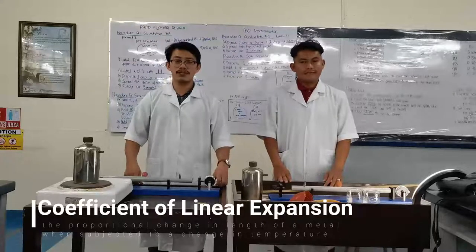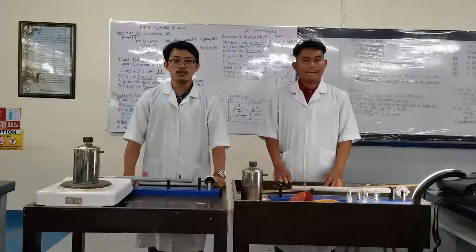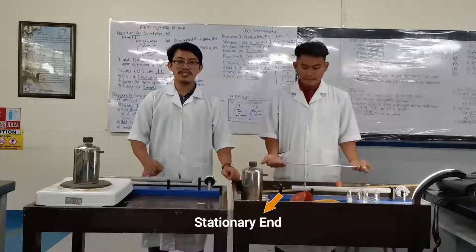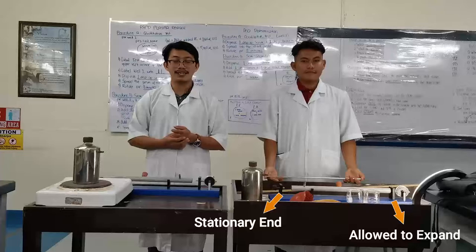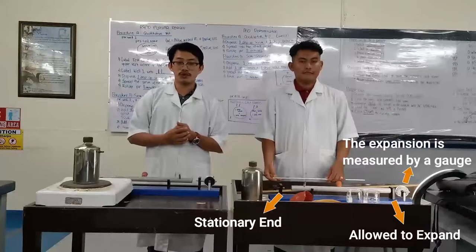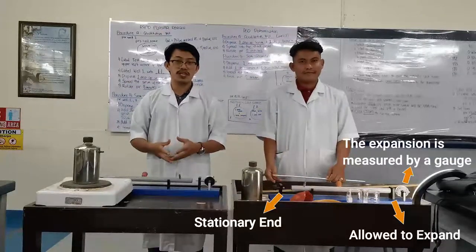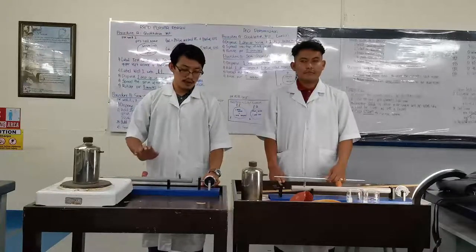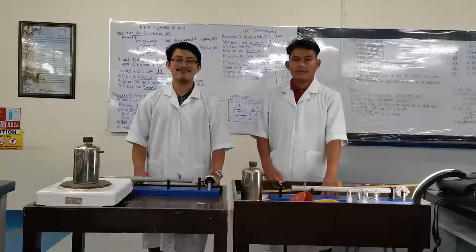The general method of this experiment is to cause our metal rod to expand. One end of our metal rod will be stationary while the other end is allowed to expand in such a way that we can measure the expansion of our metal rod using a suitable device. In our experiment, we are going to use the coefficient of linear expansion apparatus.